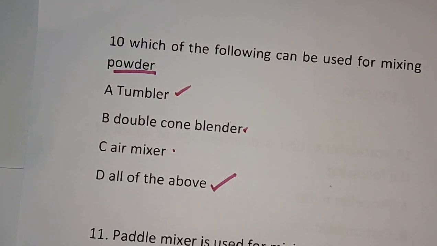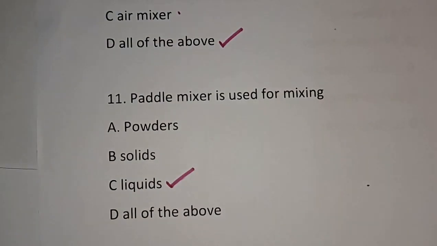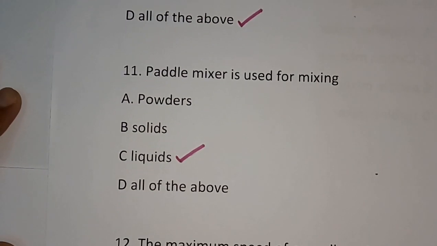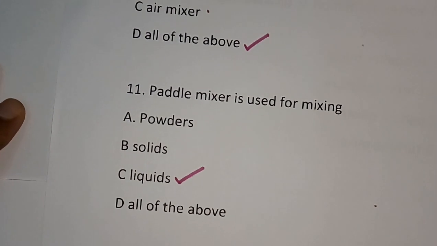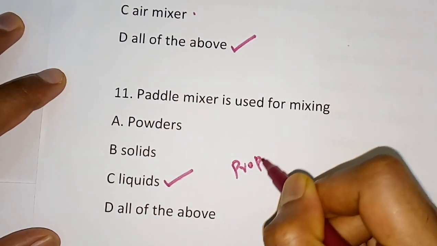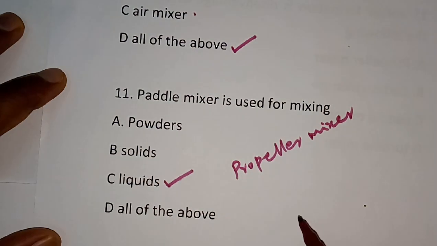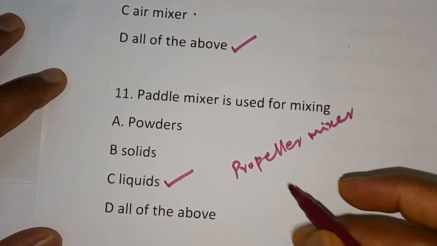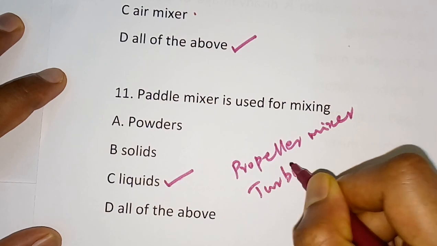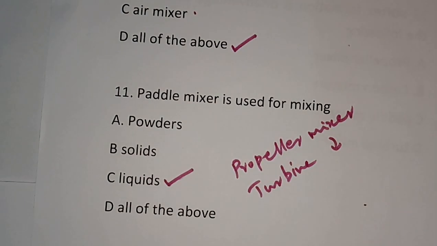Next one for the liquids. Here we said paddle mixer is used for mixing liquids. Another equipment for mixing of liquids is the propeller mixer. Propeller mixer is very important. Different questions are coming from propeller mixer. Then turbine mixer. These both and paddle mixer are also used for mixing of liquids. So we are moving to the next question.